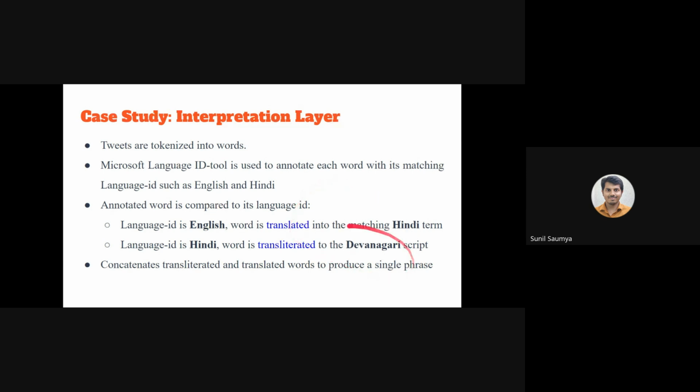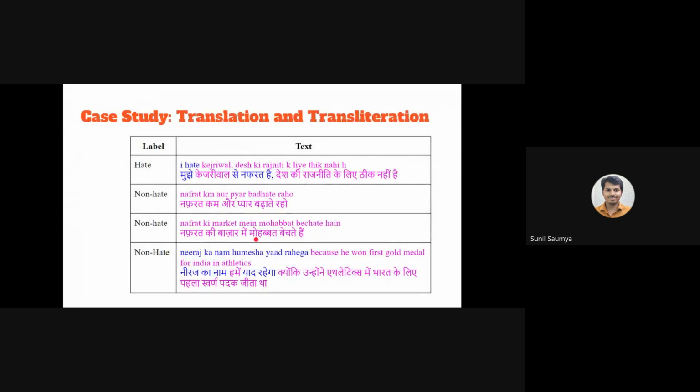Finally, we concatenated the individual words, whether the converted Hindi term or the translated Devanagari term, together into a single phrase. So this was the step in the interpretation layer, and this was the result. The first sentence after pre-processing was: I hate Kejriwal, देश की राजनीति के लिए ठीक नहीं है.